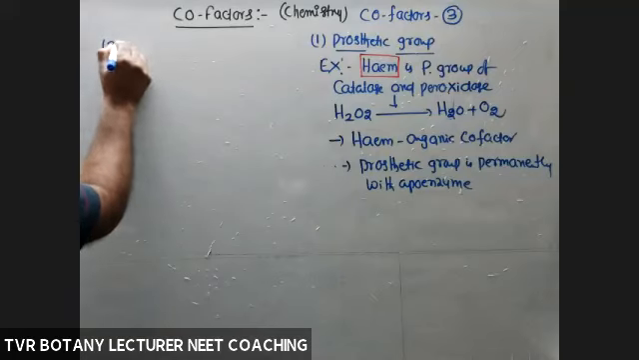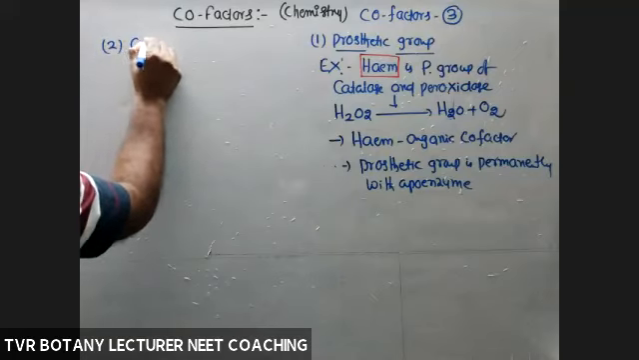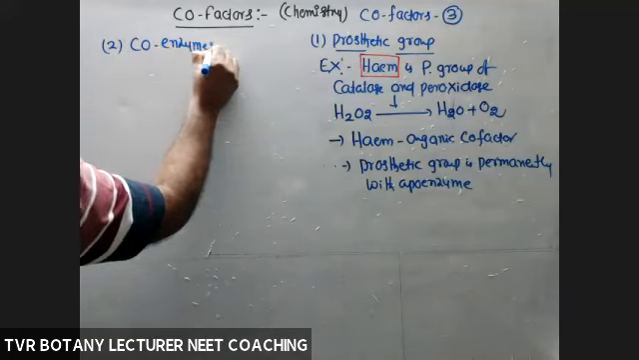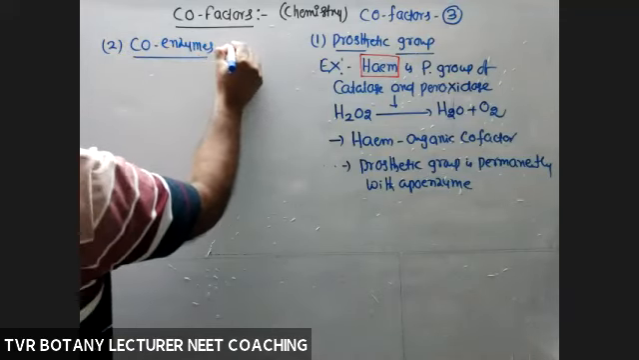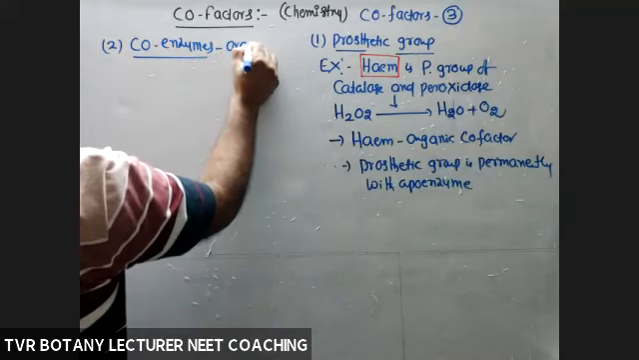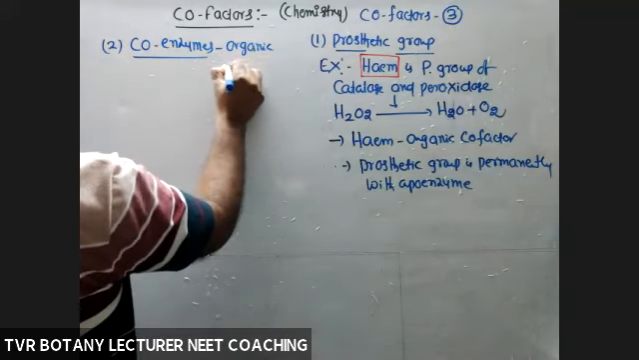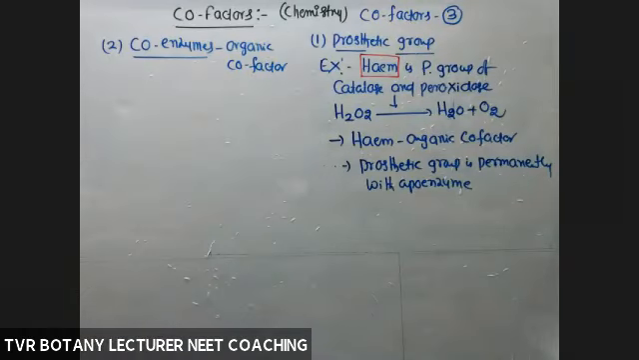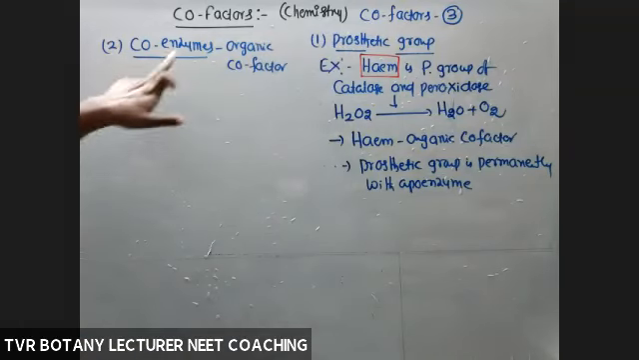Second one, very, very important: coenzymes. They are organic cofactors. This is one type of organic cofactor. So how many kinds of organic cofactors? Prosthetic and coenzyme.